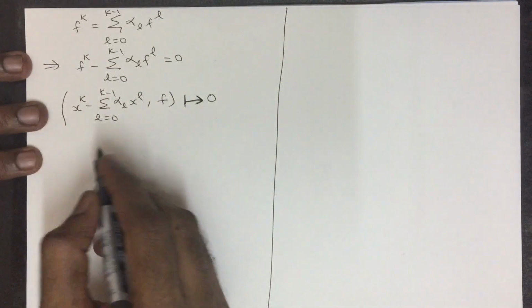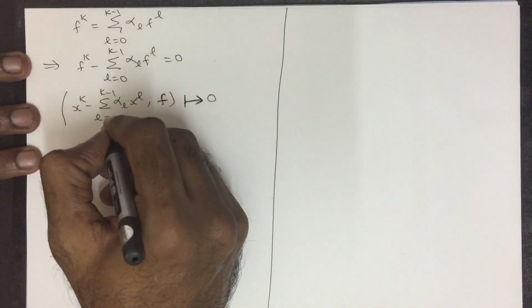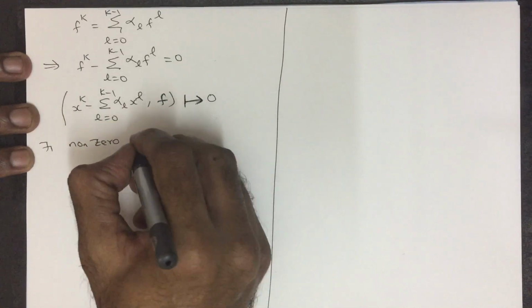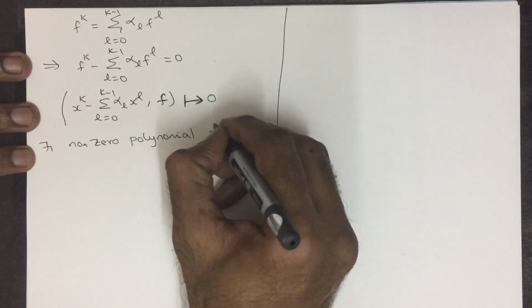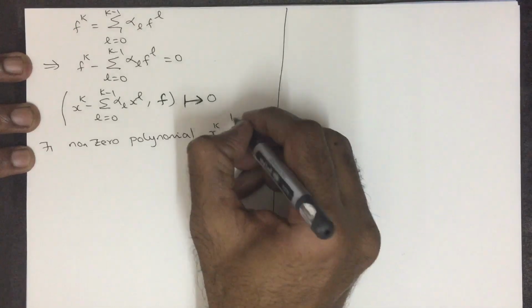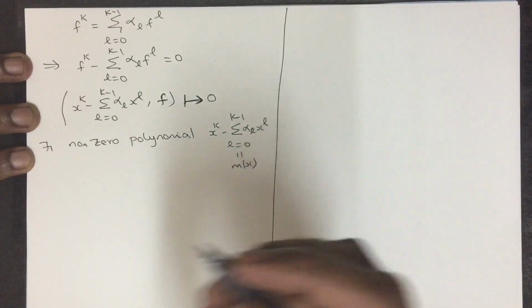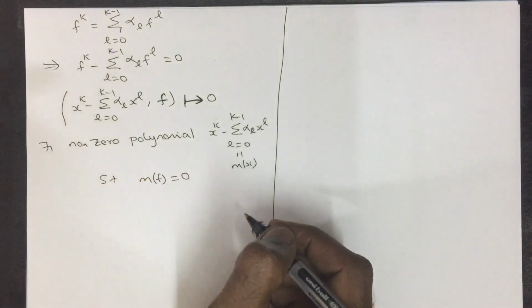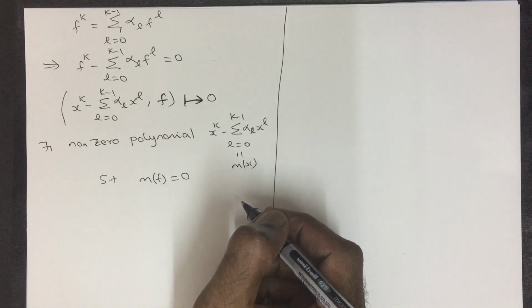So that's what the definition of the minimal polynomial is. Given a linear map f, we have shown that there exists a non-zero polynomial, say x to the power k minus summation L running from 0 to k minus 1 of alpha L x to the power L. You call it m of x, a non-zero polynomial m of x such that m of f is equal to 0. So that is what we have proved.